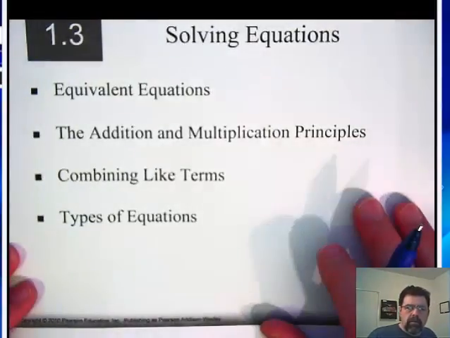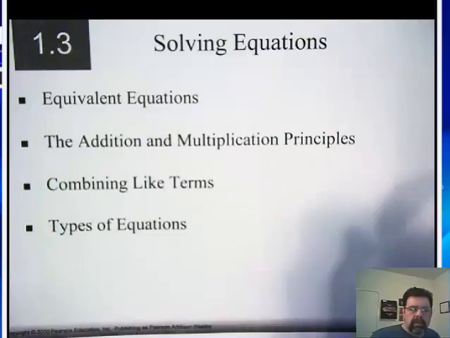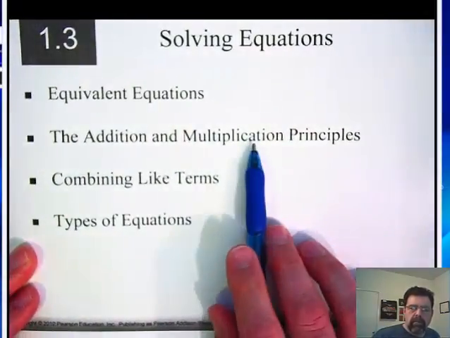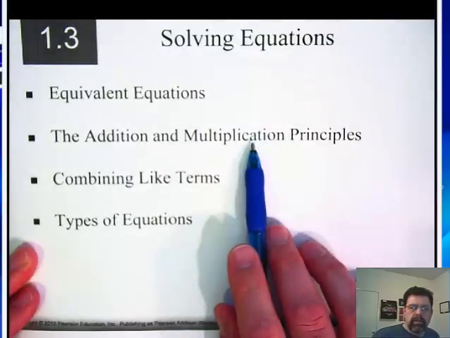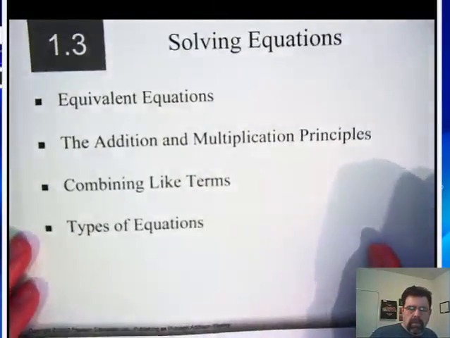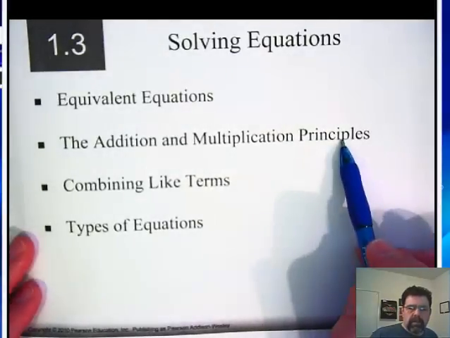Okay, let's review solving equations. So let's go on to the next objective, solving equations using the addition and multiplication principle, which we commonly refer to as the golden rule of algebra. Let's just review it real quick.